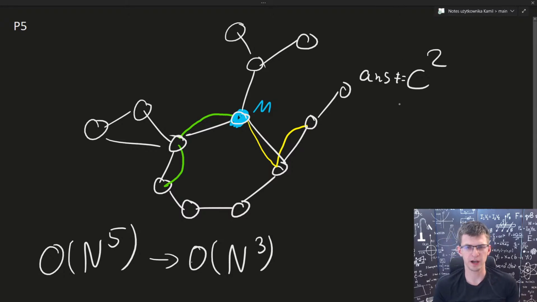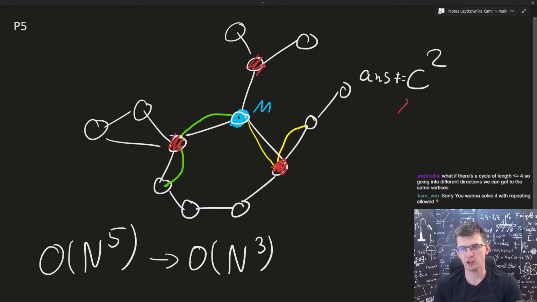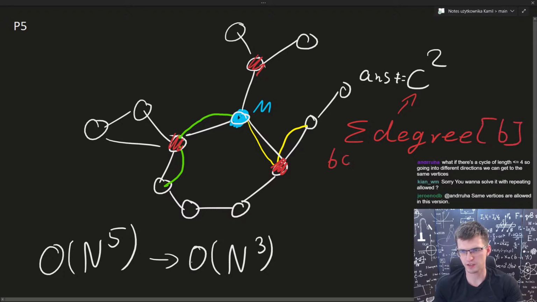Now, how do we count C? How do we count paths going out of M? Well, we just iterate over neighbors of M, and for each of them we iterate over their neighbors. Simple enough. Actually, even if you want to quickly iterate over neighbors of such a node, just look at its degree. So C is almost the sum of degrees of our neighbors, where B is in the adjacency list of M. Sorry.